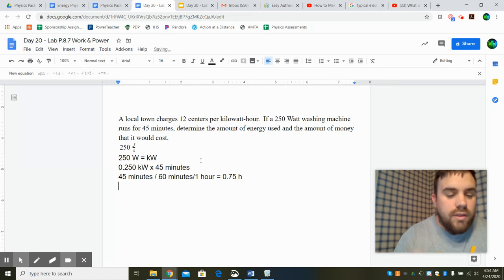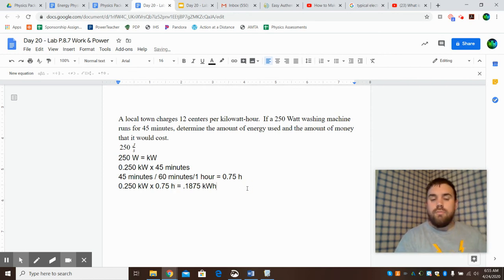So therefore, to find the units of kilowatt hours, all I need to do is take 0.250 kilowatts times 0.75 hours, and I'm going to get 0.25 times 0.75, which is 0.1875 kilowatt hours, like so. And that's the amount of energy used, which is pretty simple.